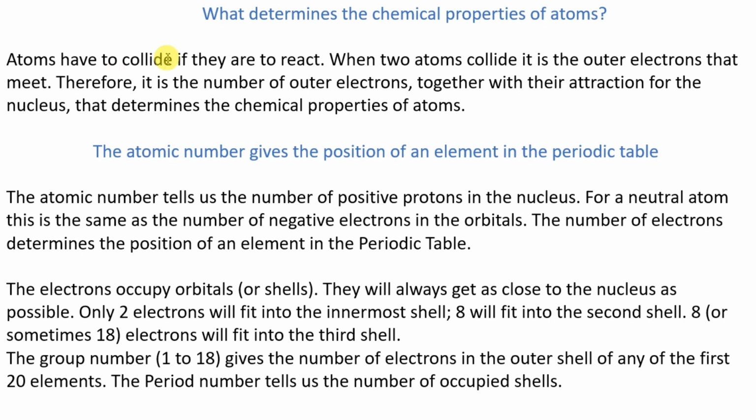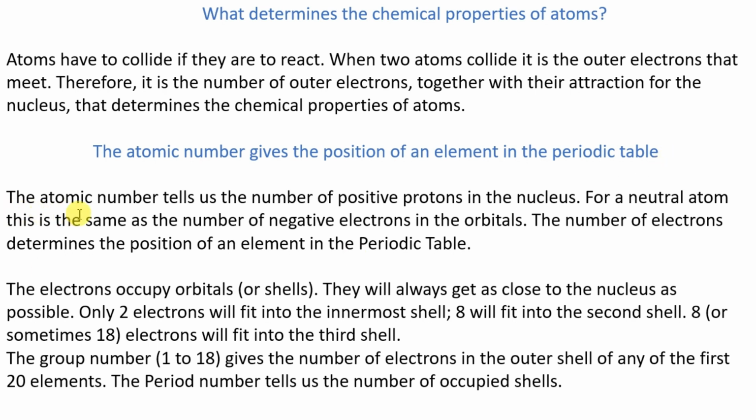Now, what determines the chemical properties of atoms? Atoms have to collide if they are to react. When 2 atoms collide, it's the outer electrons that meet. Therefore, it's the number of outer electrons, together with their attraction for the nucleus, that determines the chemical properties of atoms.